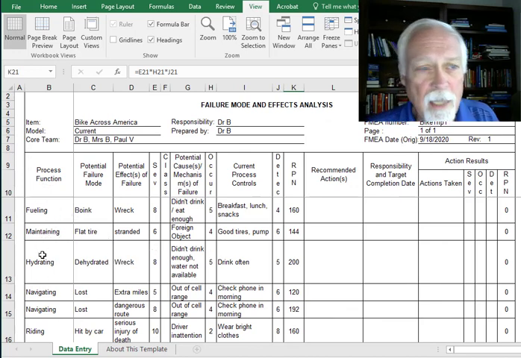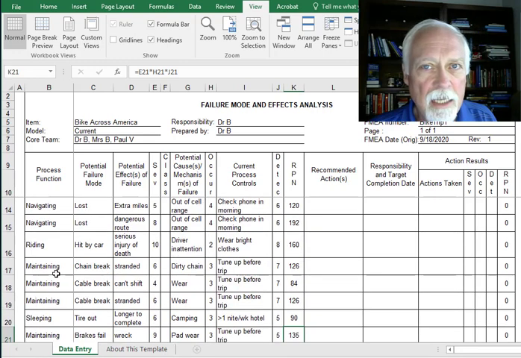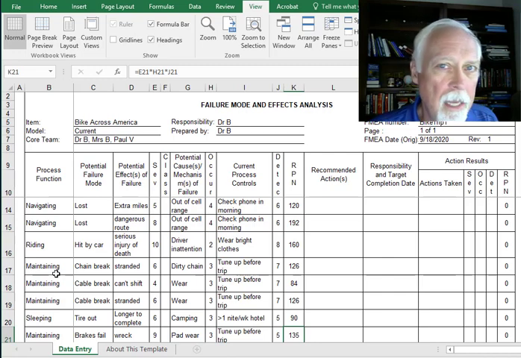And then I used those processes as my process function. Then saw, well, how can they fail? And I've listed these. And I'll provide this file to you so you can go and look at it and see if it makes more sense.